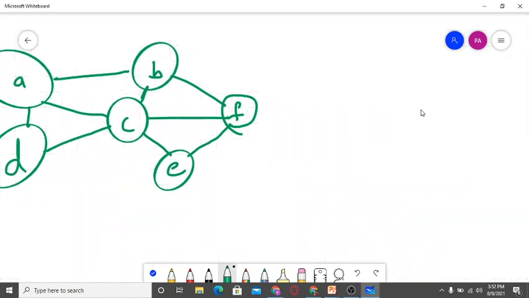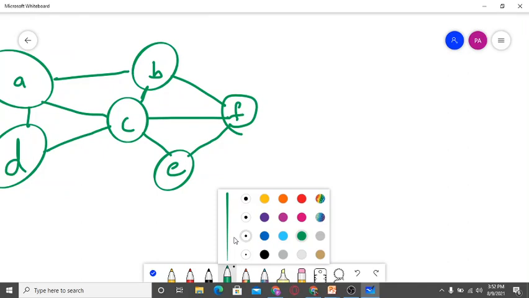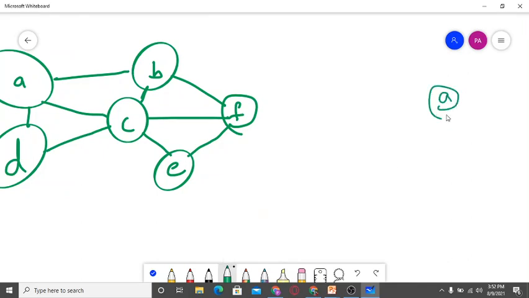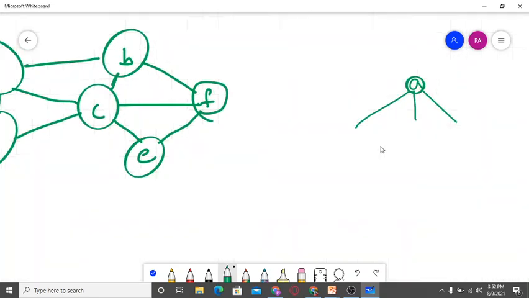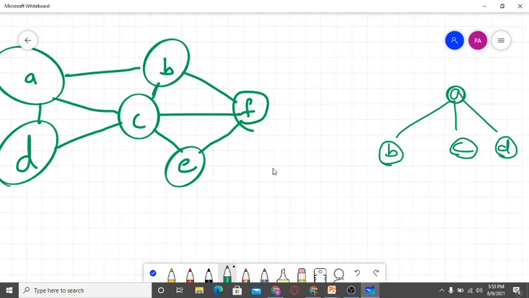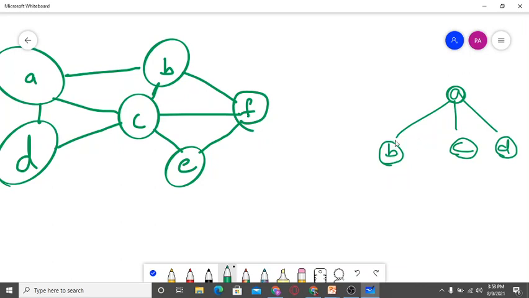I need to make a tree like A. Okay, otherwise I will make a small one. A, and how many are there? From A, it is going to B, going to C, going to D. 1, 2, 3. 3 connections are there. Okay, A to B, C, and D. From A to B, A to C, A to D. Okay, now you can select any one of these.